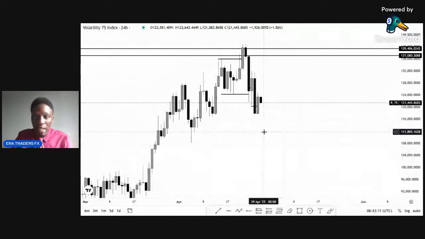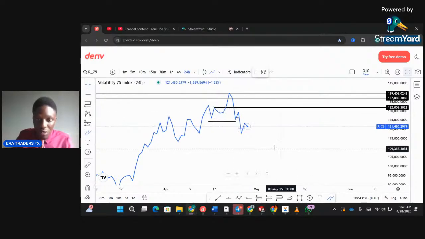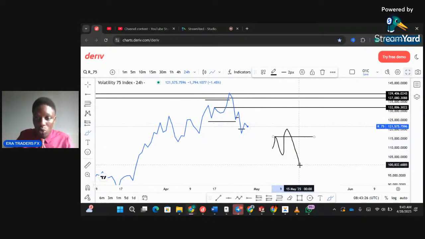So now, price gave us again another liquidity engineering right here, which was this, right? What was liquidity engineering? If you're new, it's something like this: we wait for price to come all the way here, and we want to sell from here. So yeah, that's what liquidity engineering is.